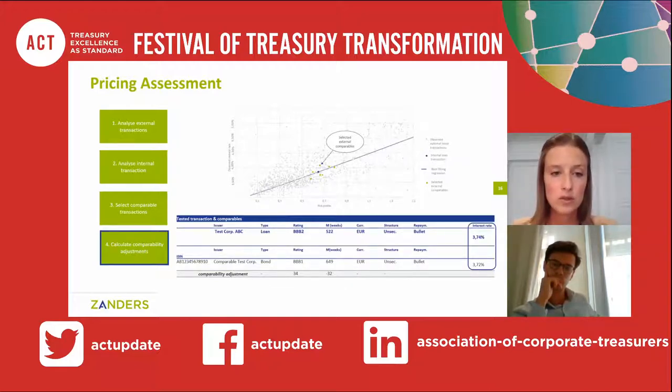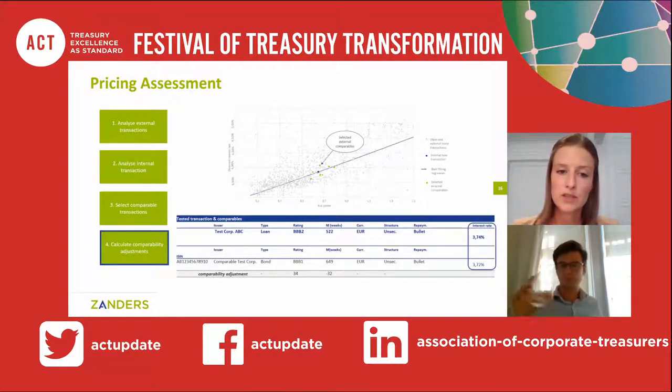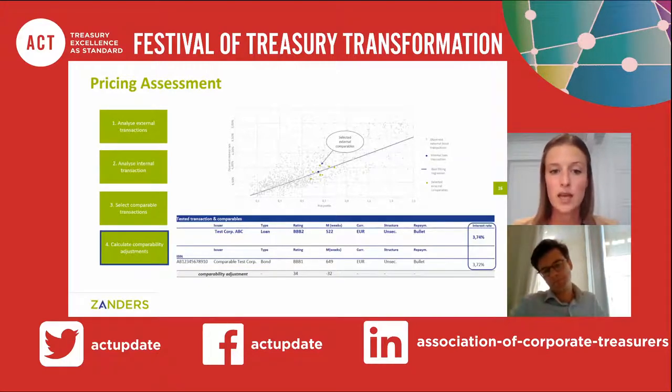So as you can see here on the screen, for instance, in this example, you have a rating and your comparable transaction is one notch up. For that notch up, we make comparability adjustments of a certain amount of basis points. And the same, for instance, also happens for a difference in maturity. Of course, it can also happen if there are differences in currencies and so on, but that's not in this example right now.